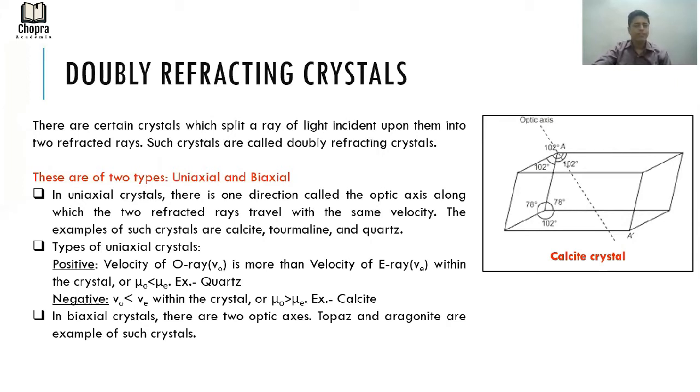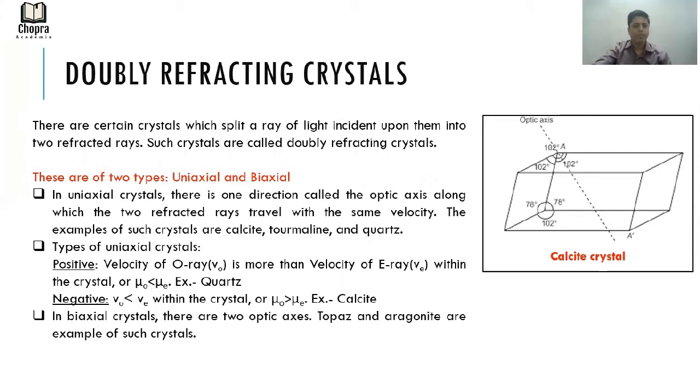In uniaxial crystals, there is one direction called the optic axis, along which the two refracted rays travel with the same velocity. The examples of such crystals are calcite, tourmaline, and quartz. Types of uniaxial crystals. Now, there are two categories of uniaxial crystals also, and we'll be dealing in polarization with the uniaxial crystals only. So there are positive uniaxial crystals wherein velocity of O ray, V naught, is more than the velocity of E ray.